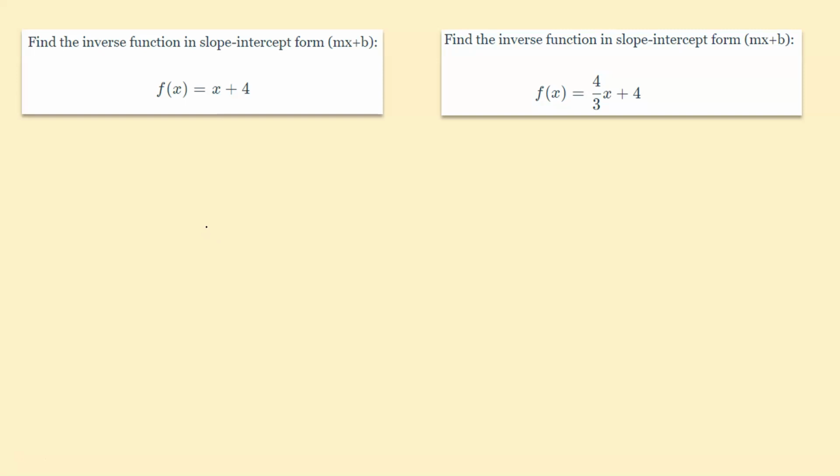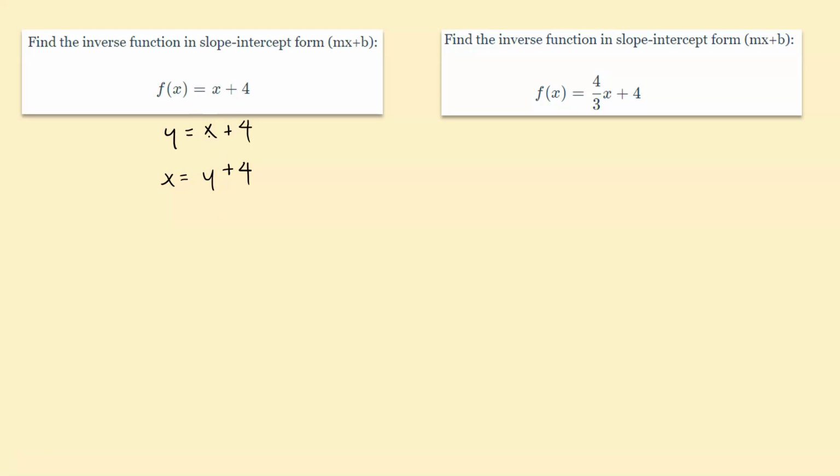So with that said, how do we find the inverse function? So here we're given a function. We want to find the inverse function. First thing we want to do is rewrite your equation, but instead of f of x, we want to write it as y equals x plus 4. And then the next thing we want to do is switch the x and the y. So this already, once we switch the x and the y, is our inverse function.